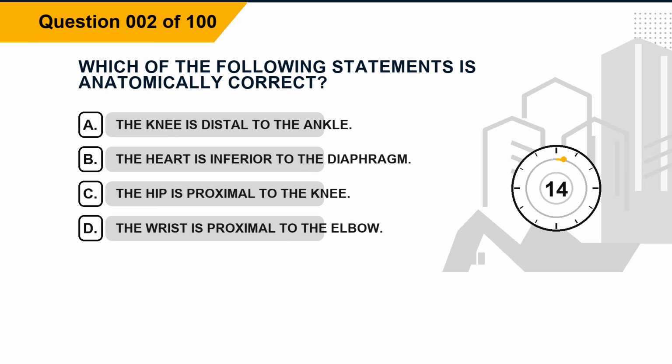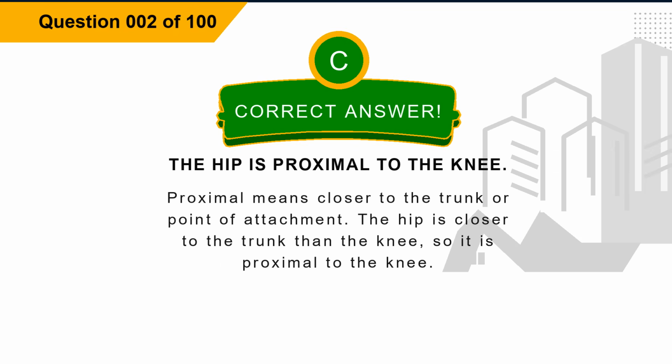Question 2. Which of the following statements is anatomically correct? Option A. The knee is distal to the ankle. Option B. The heart is inferior to the diaphragm. Option C. The hip is proximal to the knee. Option D. The wrist is proximal to the elbow. The correct answer is option C. The hip is proximal to the knee. Explanation. Proximal means closer to the trunk or point of attachment. The hip is closer to the trunk than the knee, so it is proximal to the knee.